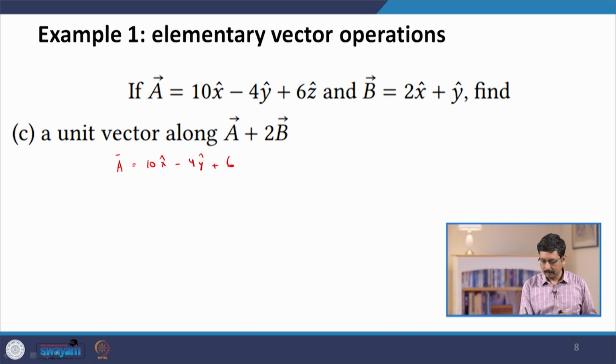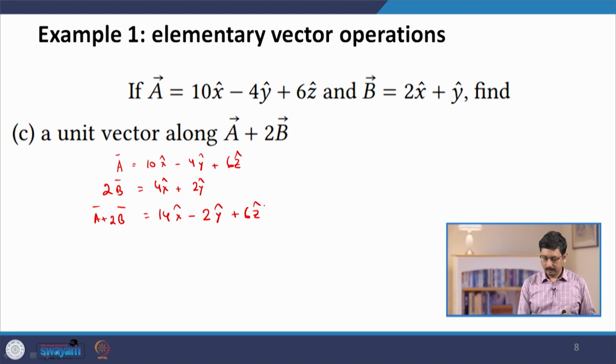So, we write down the vector a and then we write down the vector 2b, which is 2 times b. So, 4x plus 2y hat. So, then a plus 2b is given by 14 x hat minus 2 y hat plus 6 z hat. So, now to calculate the unit vector. So, a unit vector along a plus 2b is a vector which has the same direction as a plus 2b.